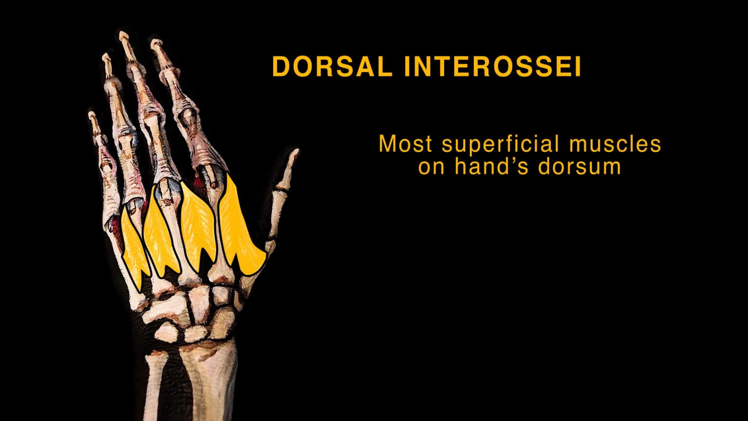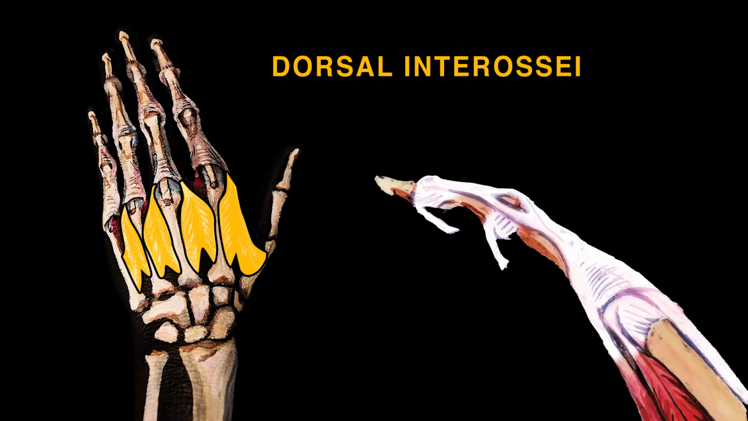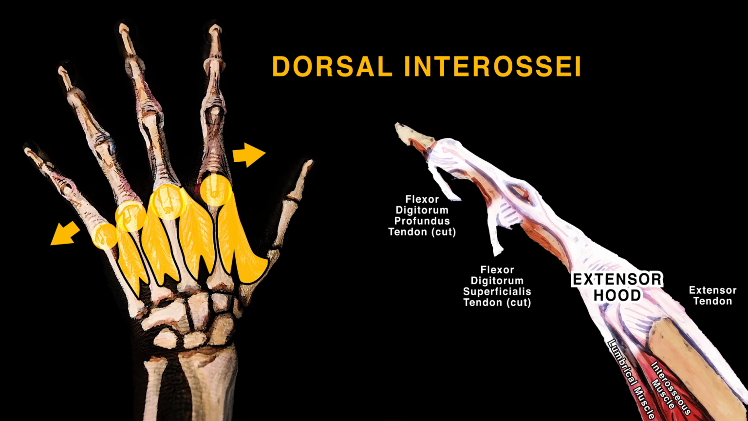On the hands, dorsum dorsal. Interossei are most superficial and originate from lateral and medial metacarpals. It's official. Attaching to each finger's proximal phalanx and extensor hood. To abduct fingers at the MCP joint understood.